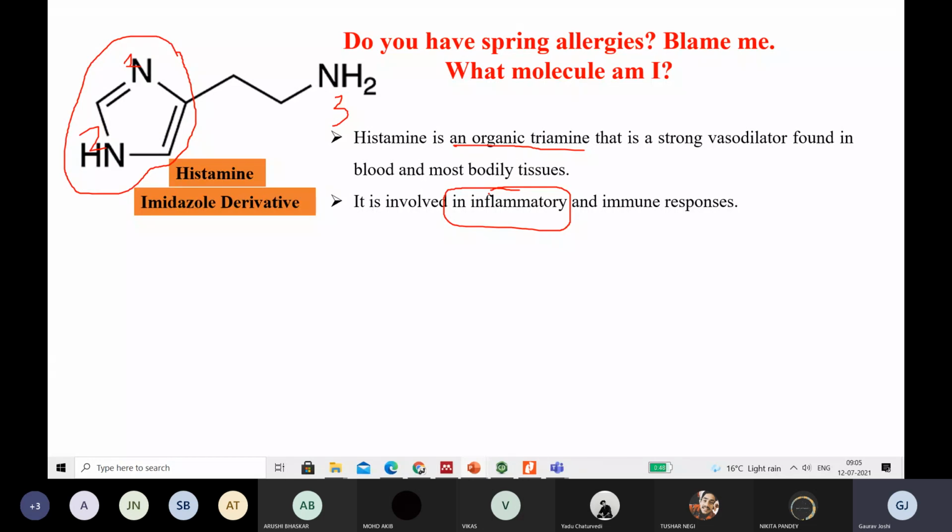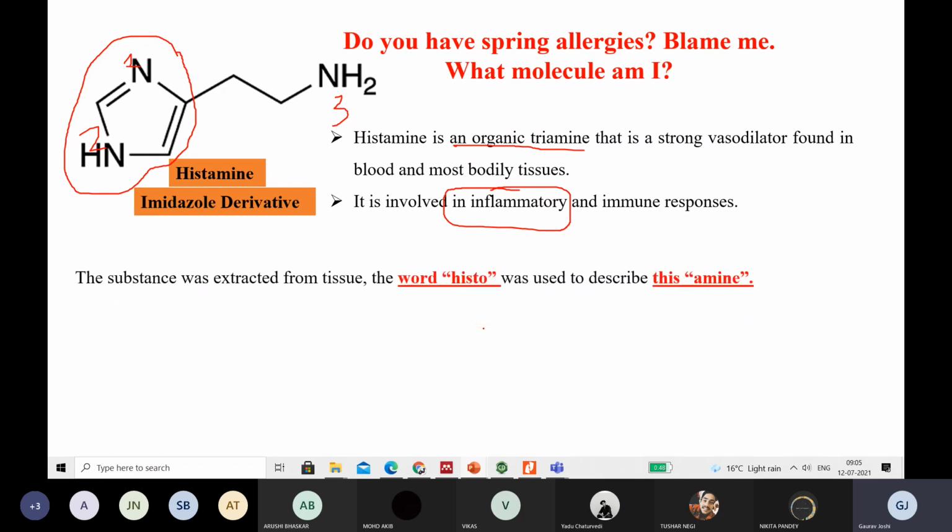Basically whenever the body is invaded by any foreign material, there is an immune response against it, right? The immune response due to histamine is by mediating the inflammatory pathways. So there is inflammation when histamine is involved in the immune response. So that is the important thing. This we have discussed.